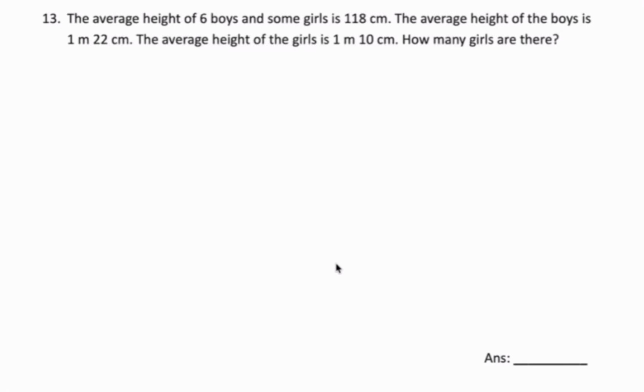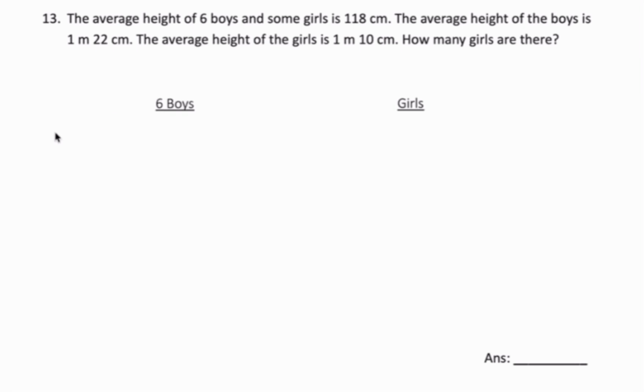Okay, let's do this. The average height of 6 boys and some girls is 118. Now, given average, find total, right? But the problem is, I do not know the number of girls. I can't find the total, right? But I know the average height of 6 boys, some girls, which is a question mark.